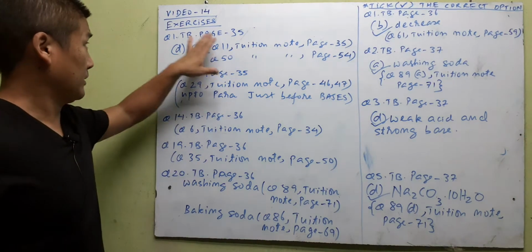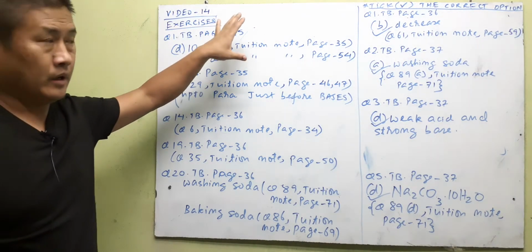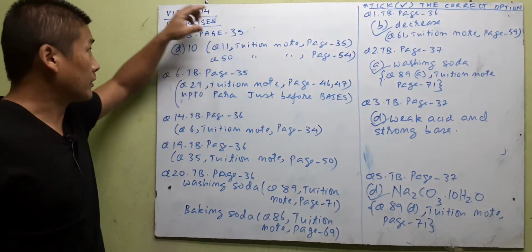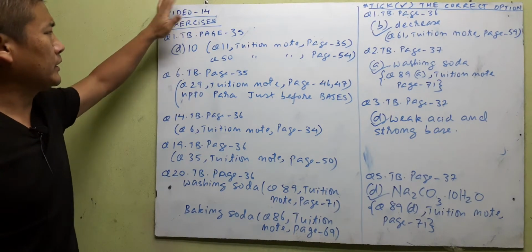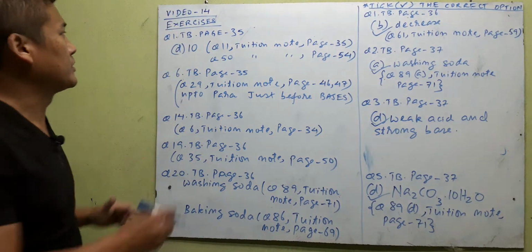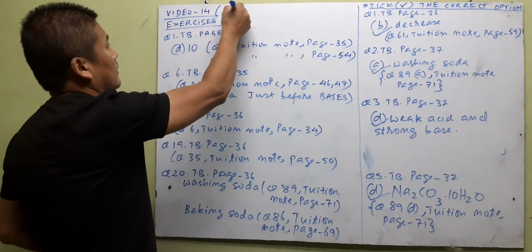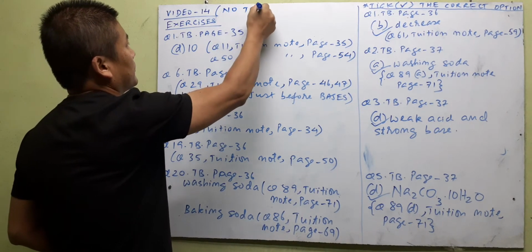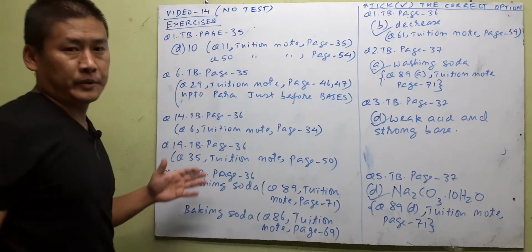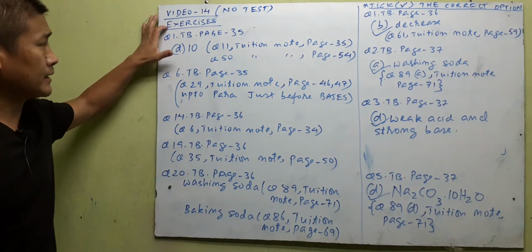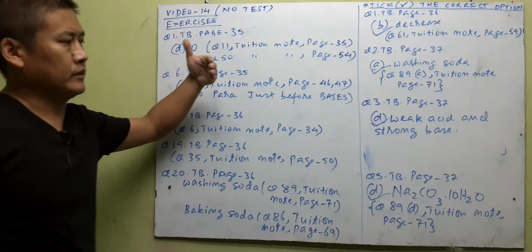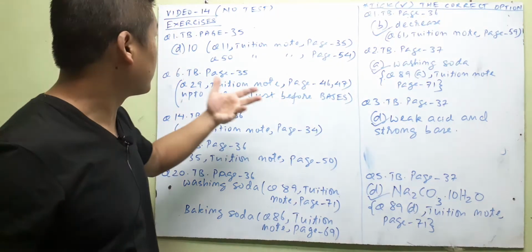Okay, so class 10, chapter 2: acids, bases and salts. Video 14. These are not test portions, not test, but you need to just go through them and make sure you understand. Exercises are there after the chapter completes, at the back, starting from page 35.